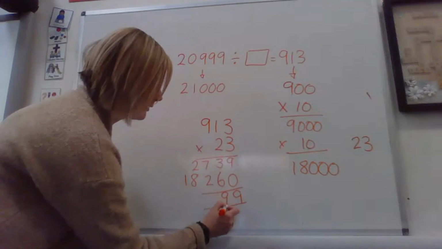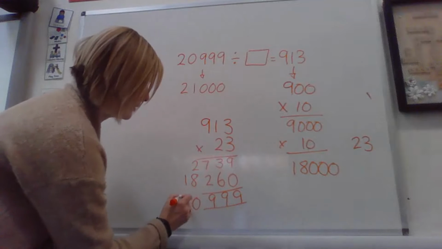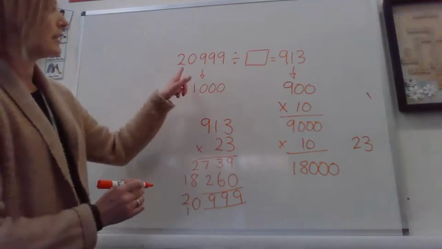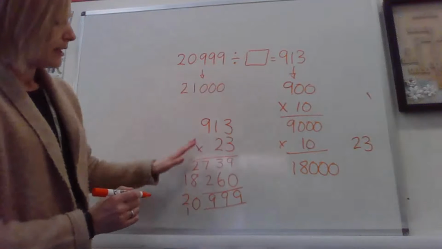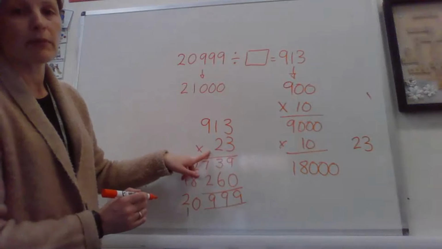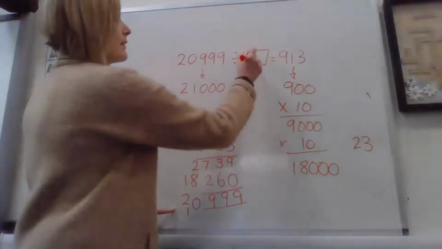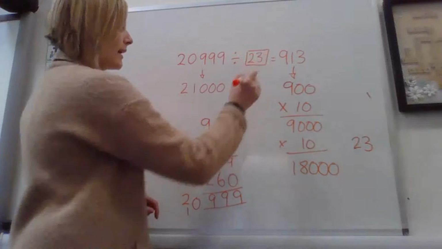9, 9, 9, 10, 1 and 1 is 2. And that's the number that I wanted. So through estimating, I then end up doing a multiplication to check, and then I've got my answer. So the answer up here would be 23.